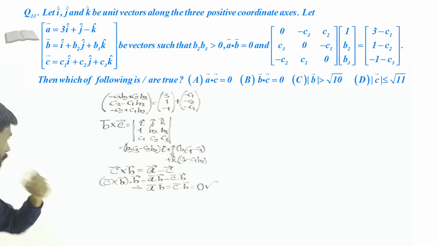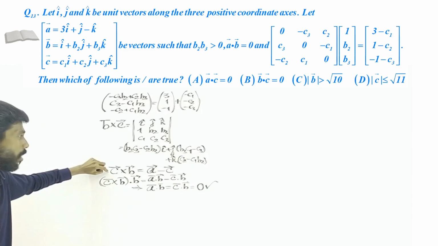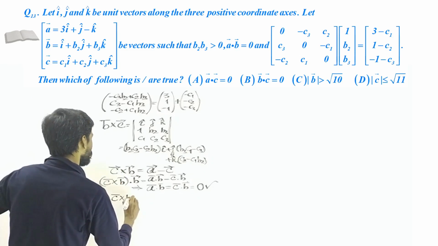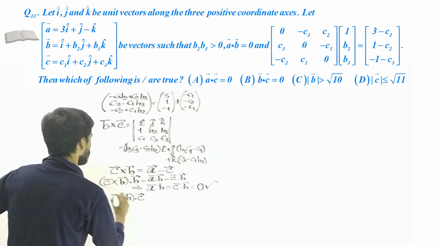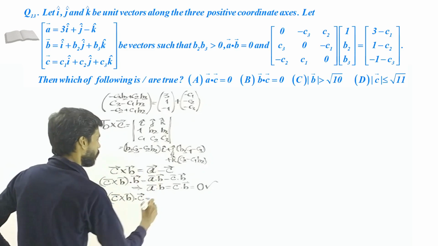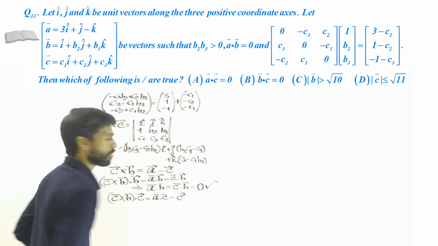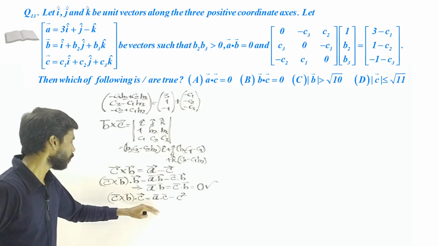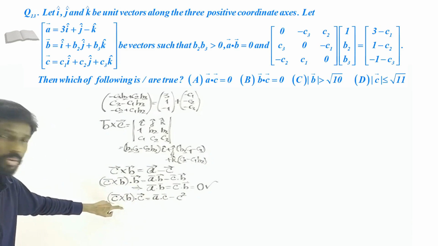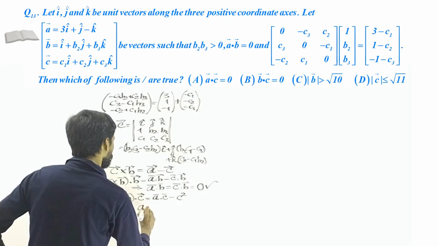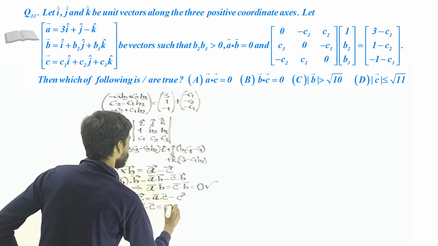Okay, now what do you do? Take the same thing, and take the dot product, this time with C. So we'll get (C cross B) dot C. If you take the dot product with C, that equals A dot C minus C dot C, that is C square or modulus of C square. Now what is this? Again 0, because again two vectors are equal. So that means the right hand side is also 0. So A dot C is equal to C square.